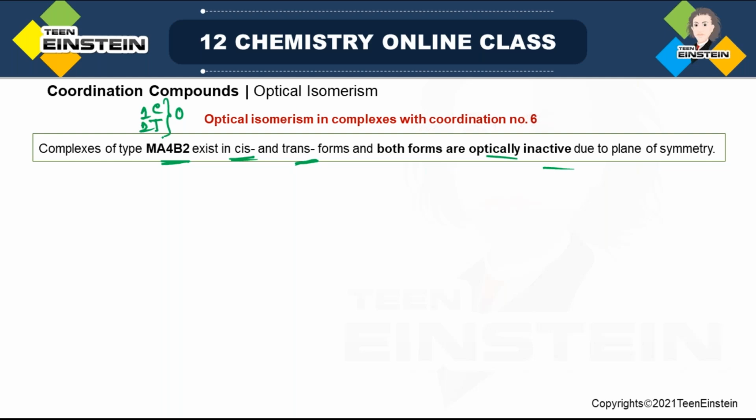And if it is asked how many stereoisomers are possible, that is also 2, because there is no contribution from optical isomers. Okay, and why are both of them optically inactive? Because of a plane of symmetry. So just take this example, suppose MA4B2. First I am drawing the trans one, and this is cis.